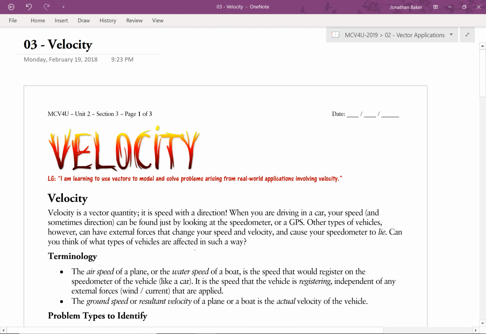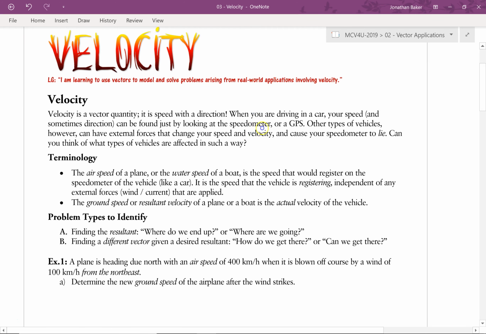Of course, what I mean is vehicles that are not grounded. So boats and planes. Because sometimes in a plane, you could be flying, but the wind could be pushing you in some direction. There's an external force being applied to the velocity that you're intending. And so there are certain problems that arise out of this, like how do you figure out where you should point your boat or your plane in order to account for these forces? So today, this is what we're going to look at.